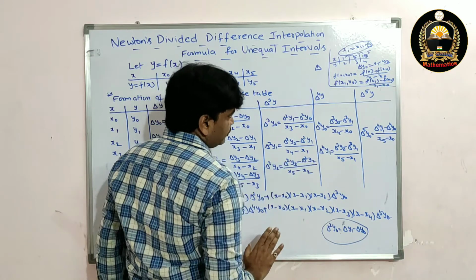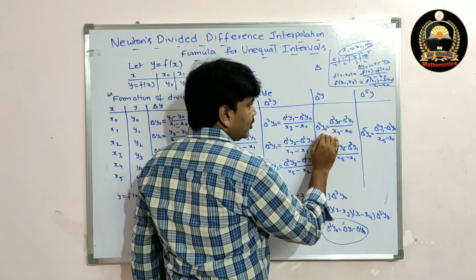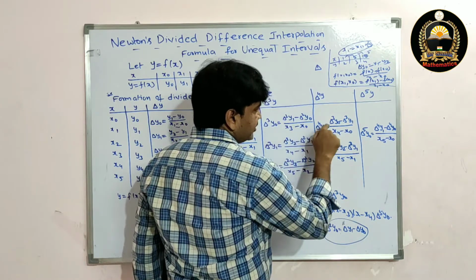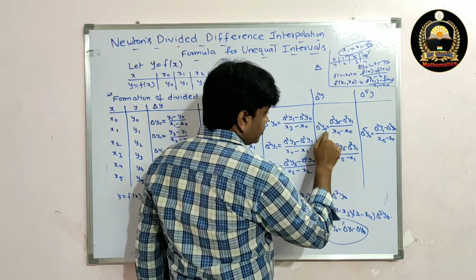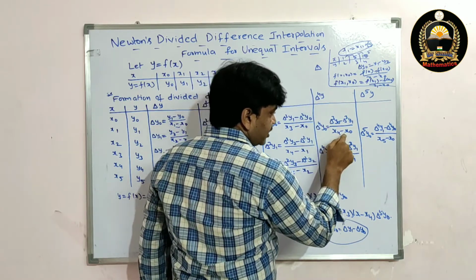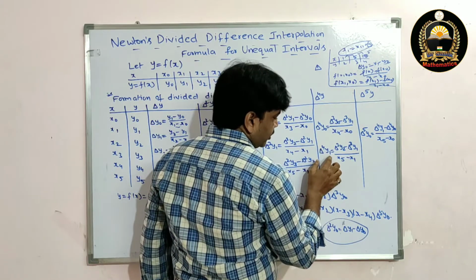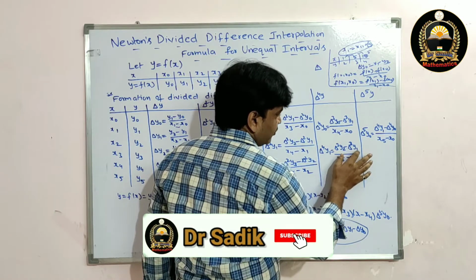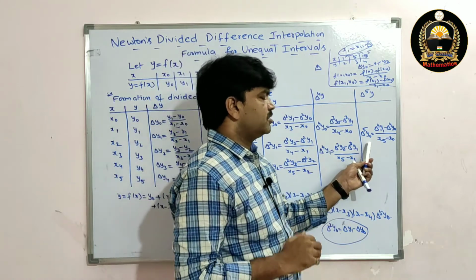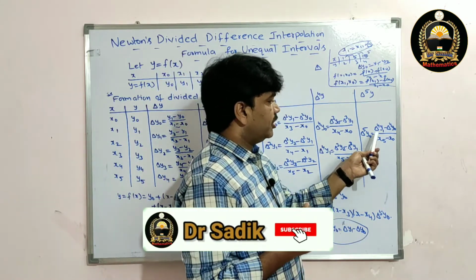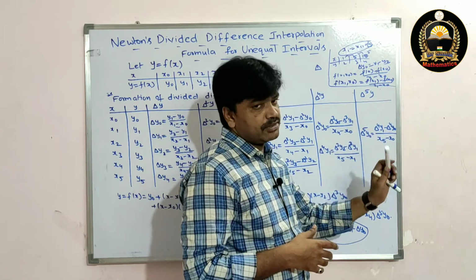And fourth order, students, del power 4 y naught. Del power 4 y naught means this time we get del cube y naught minus del cube y1 divided by, what is order 4? So x4 minus the initial value x naught. Similarly, del power 4 y1 means del cube y2 minus del cube y1 by x5 minus x1. Here also del cube y naught, here also the same. Del power 4 y1 minus del power 4 y naught by, what is the order, x5. So x5 minus x naught.